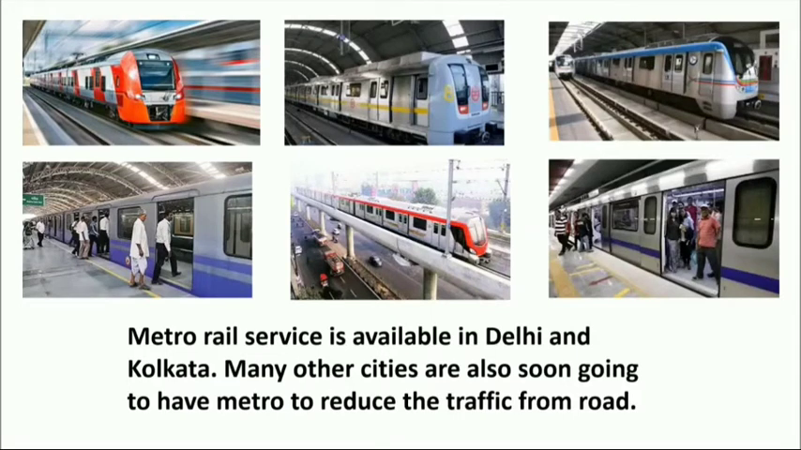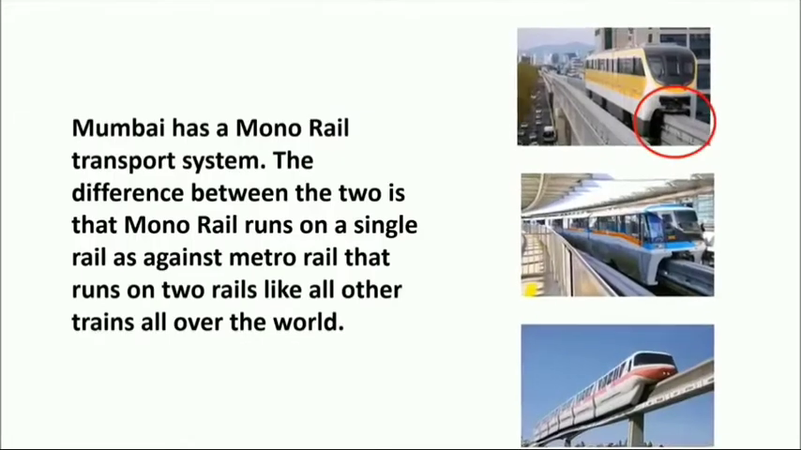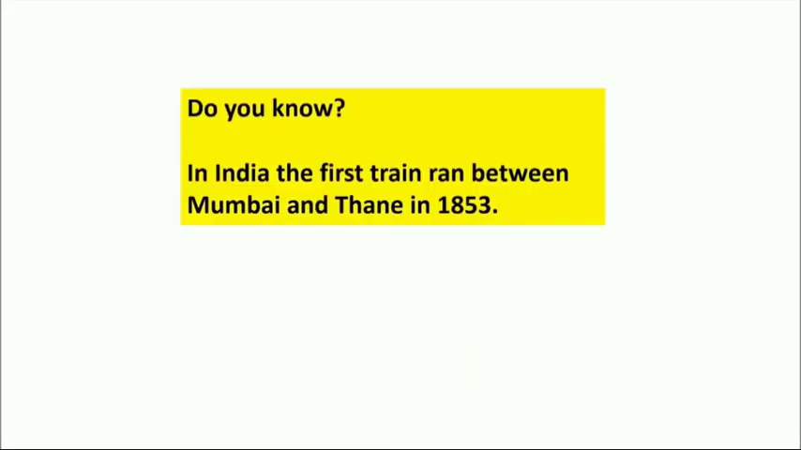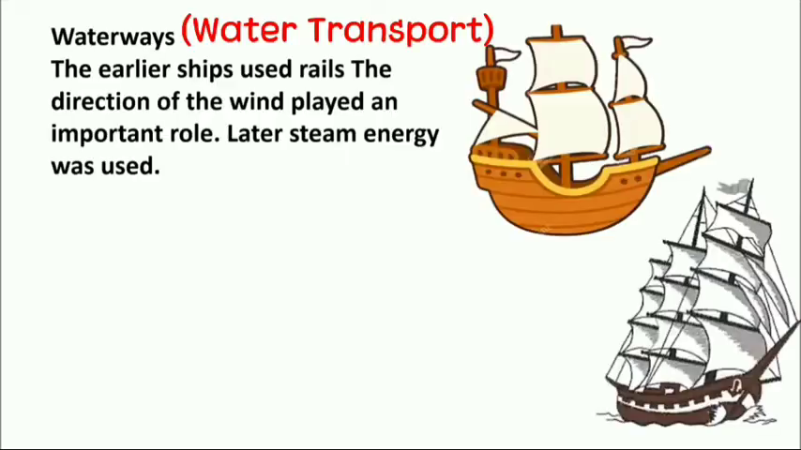Metro rail service is available in Delhi and Kolkata. Many other cities are also soon going to have metro to reduce the traffic from roads. Mumbai has a monorail transport system. The difference between the two is that monorail runs on a single rail as against metro rail that runs on two rails like all other trains all over the world. Do you know in India the first train ran between Mumbai and Thane in 1853?